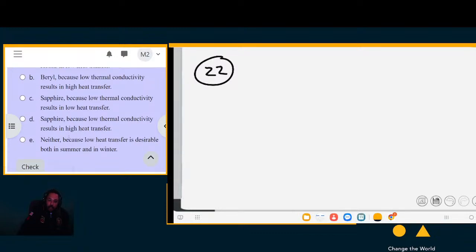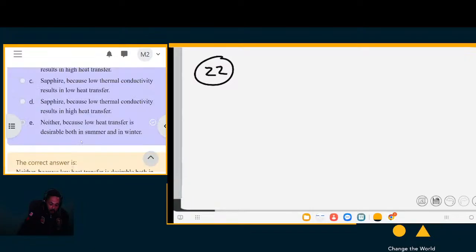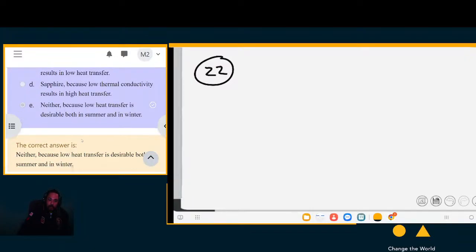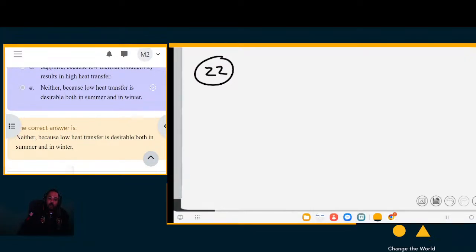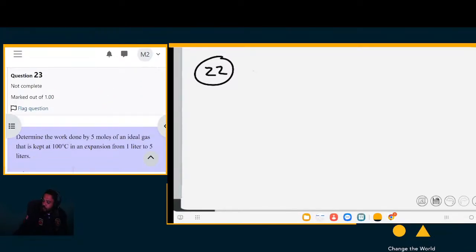Neither of them is correct because low heat transfer is desirable both in summer and in winter. You don't want hot air coming in summer and hot air going out in winter. So you want low heat transfer. So the answer is E. Neither, because low heat transfer is desirable both in summer and in winter. And we have answered that one, so we can now go to question number 23.